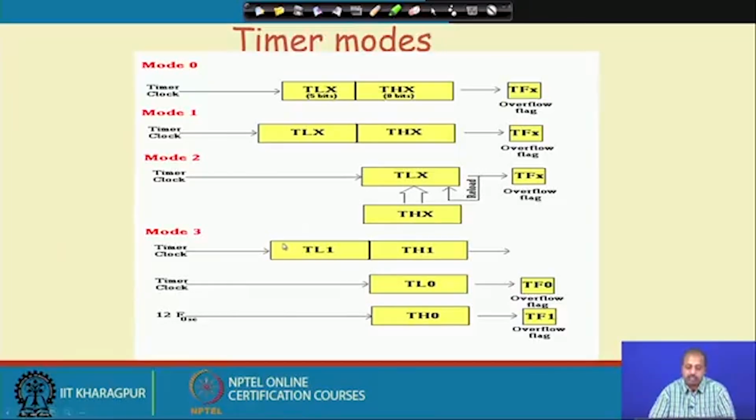In mode 3, we have two such timers, TL0 and TH0. So, there are 2 overflow flags, TF0 and TF1. When TL0 overflows, TF0 will be set, and when TH0 overflows, TF1 will be set. We will come to more detail on mode 3 later.